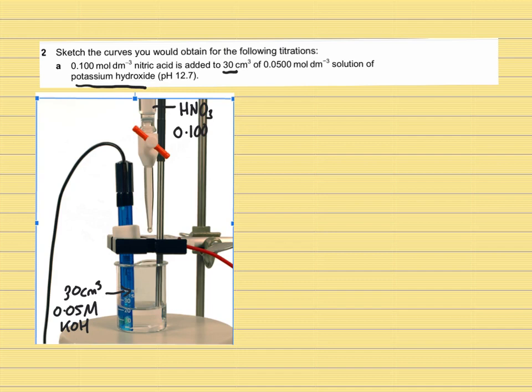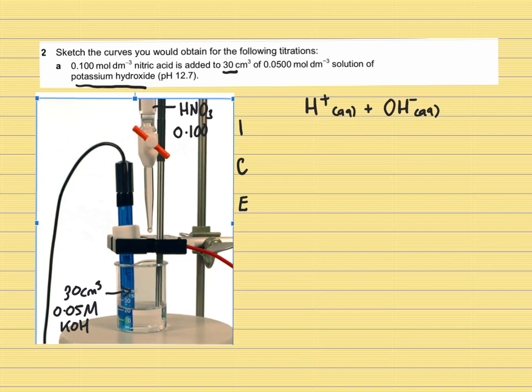Now if we look at the equation for the reaction, the nitric acid containing the hydrogen ions is reacting with the strong base, which is the potassium hydroxide, and they're reacting in a 1-to-1 ratio. So if we use our initial, our change, and our end, we can have a look at the amounts of each of these during the titration.